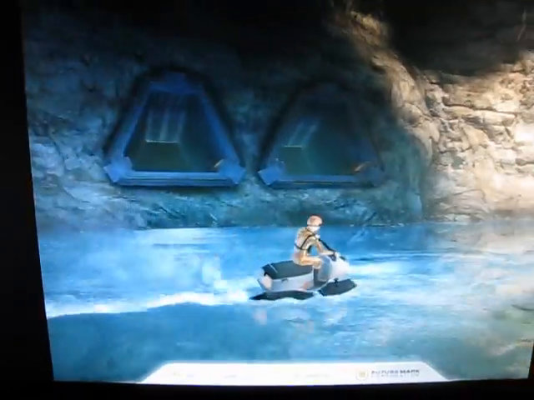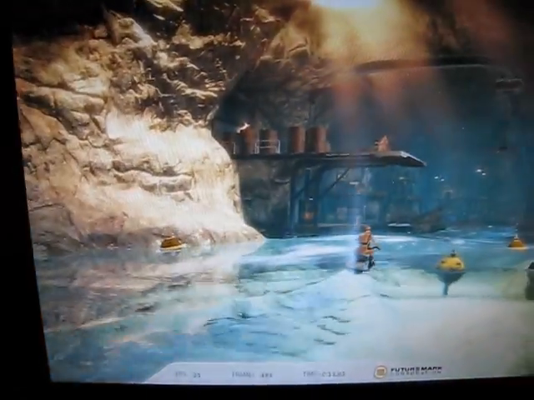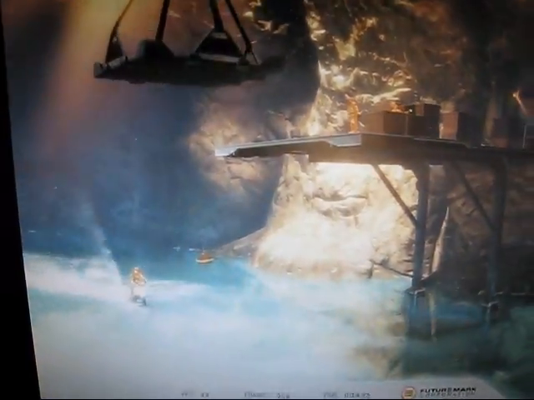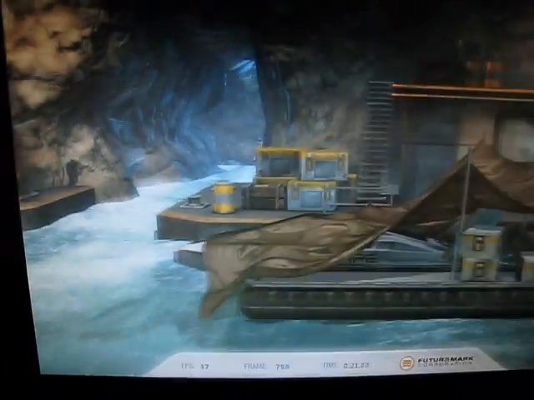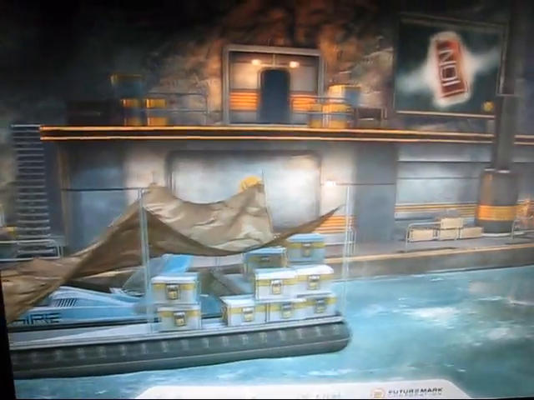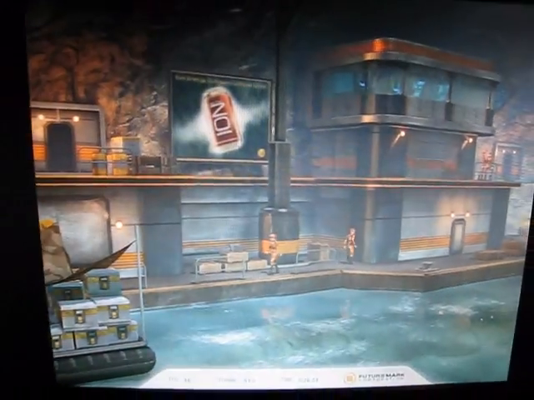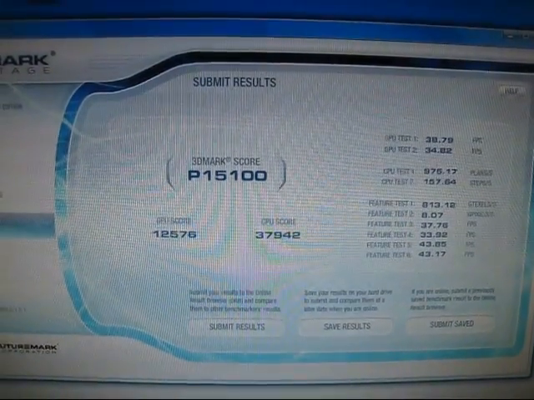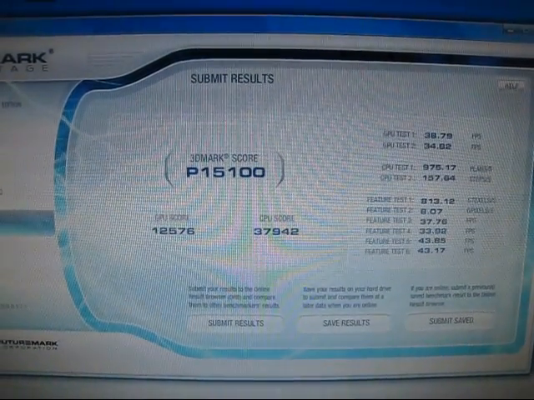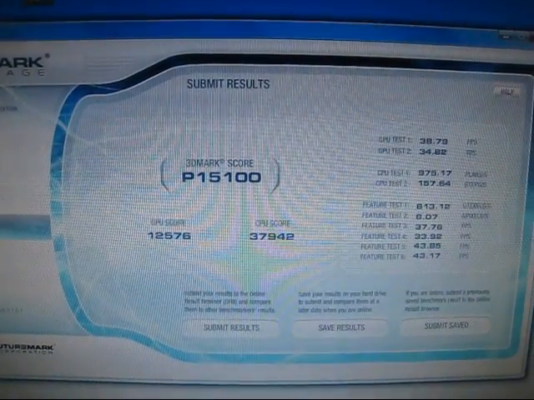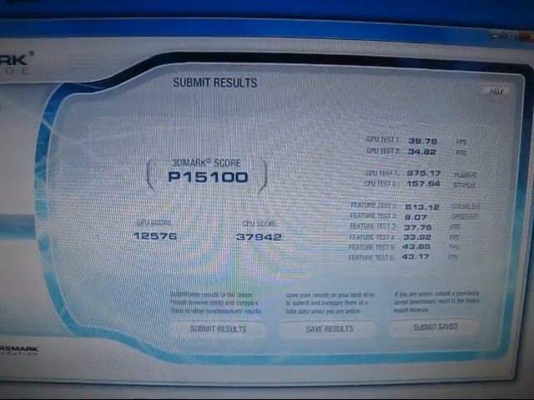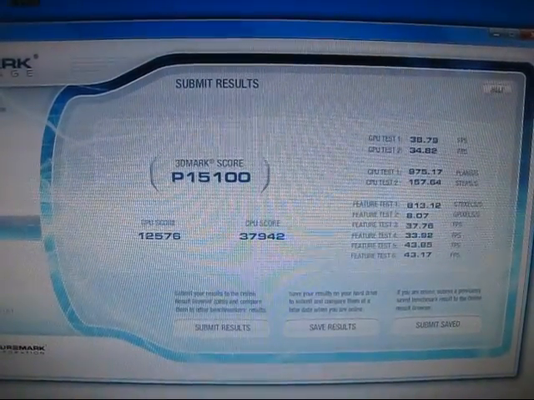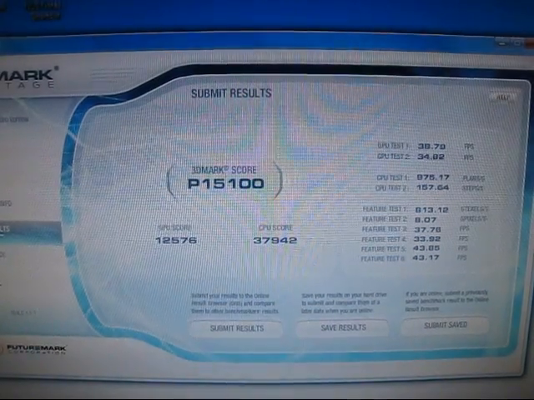Okay, here goes the program. As you can see, the frame rate is around 34 frames per second. Let's take a look. Okay, here's the final score for the 3D Mark Vantage. We have a score of 15,100 and the GPU score of 12,576. Let's take a look at the next test.